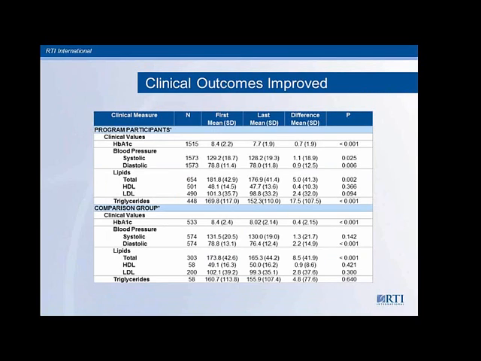We found that clinical outcomes improved across all the sites. So when we compared program participants to a comparison group over time, we found that hemoglobin A1C decreased in both groups, but decreased more in program participants. Program participants experienced significant decreases in both systolic and diastolic blood pressure, while the comparison group only experienced changes in diastolic blood pressure. Both had significant changes in cholesterol, and the program participants had significant decreases in triglycerides, but the comparison group did not.